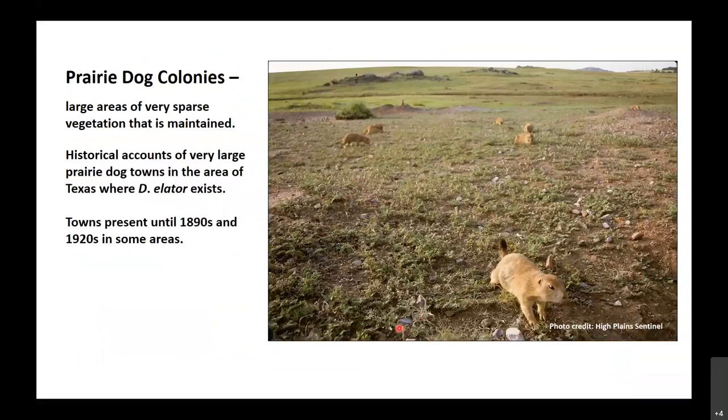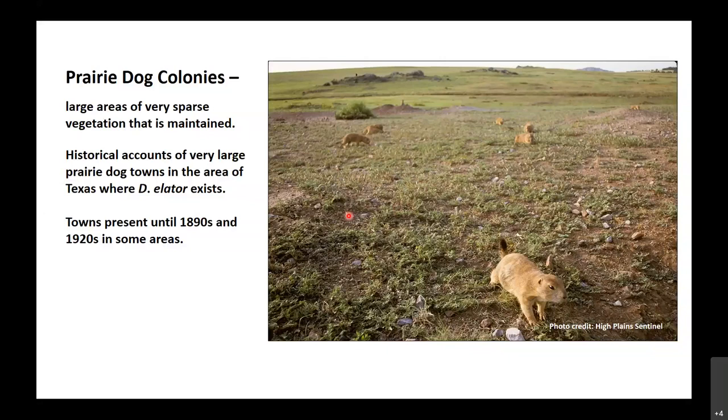So what about prairie dogs? Anybody that has walked through a prairie dog town or seen one up close knows that the prairie dogs really do keep the vegetation clipped way down within the town, and the towns can be very large. There are historical accounts of large prairie dog towns in that part of Texas where Texas kangaroo rats currently exist. And some of these towns were definitely still present in the 1890s, and in a few locations, smaller towns were probably still present even into the 1920s. In subsequent years, prairie dogs in this part of Texas were pretty much eradicated. But at one time, again, they were widespread.